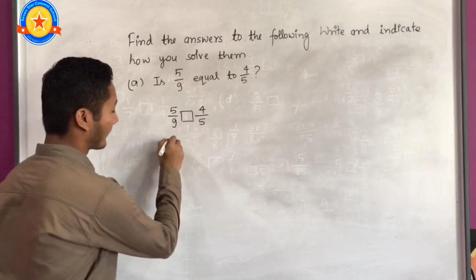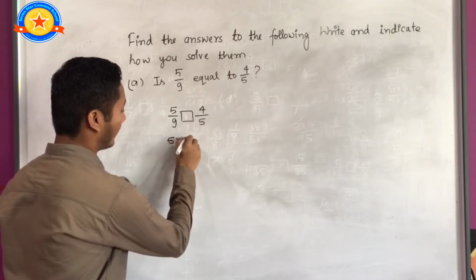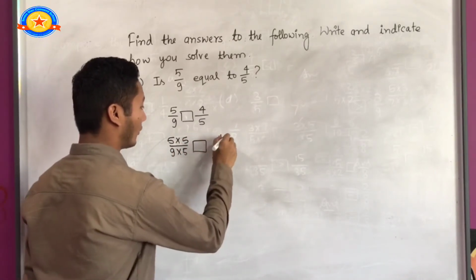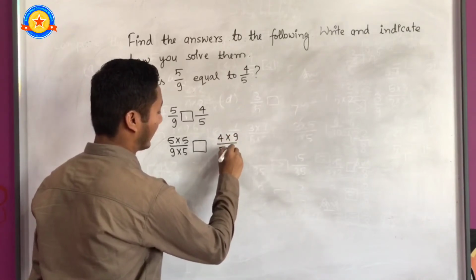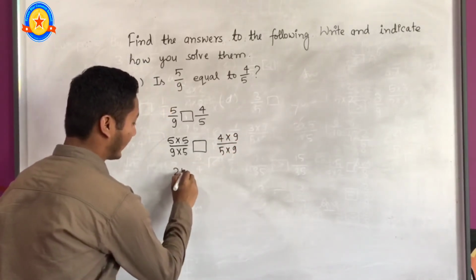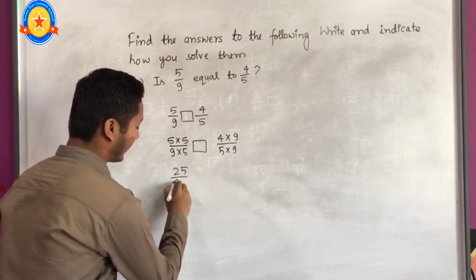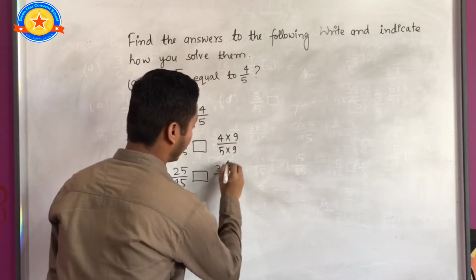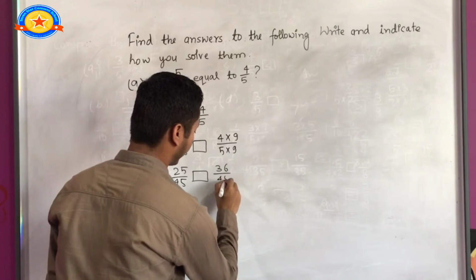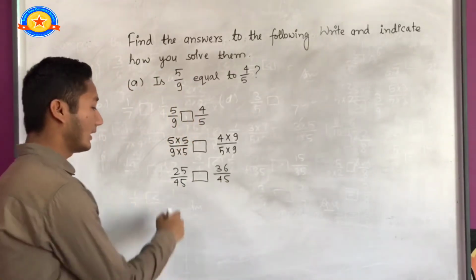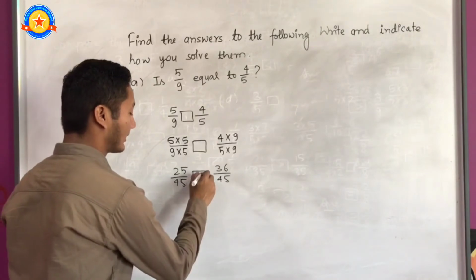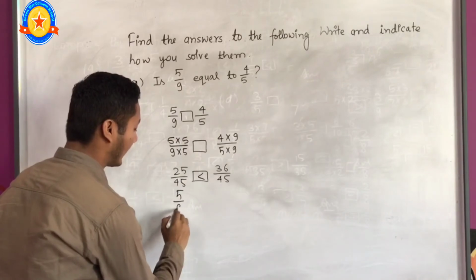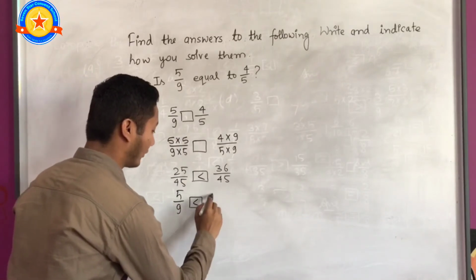Okay, now check. 5 into 5 upon 9 into 5, blank space, 4 into 9 upon 5 into 9. Now it becomes 5 5s are 25 upon 9 5s are 45, 4 9s are 36, 5 9s are 45. Now from here we can say 36 upon 45 is greater fraction. That's why from this we can say 5 by 9 is smaller than 4 by 5.